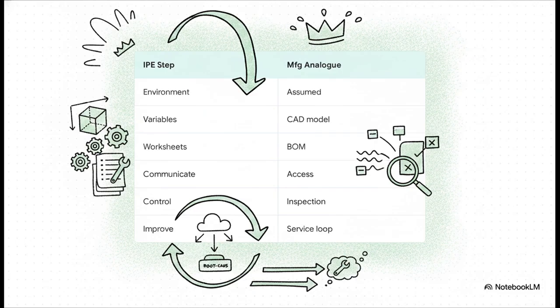From there, we flow through the rest. Identifying variables acts as your CAD model. Developing worksheets acts as your bill of materials. Communicating standardizes that real-time access. Controlling monitors variation, just like a quality inspection. And step 6, improving the process, that acts as your field service feedback loop, continually feeding root cause analysis right back into step 2. It's a brilliant self-reinforcing continuous cycle.